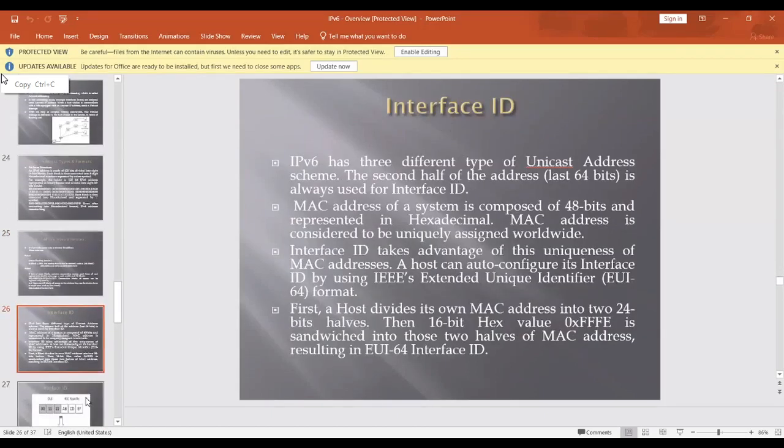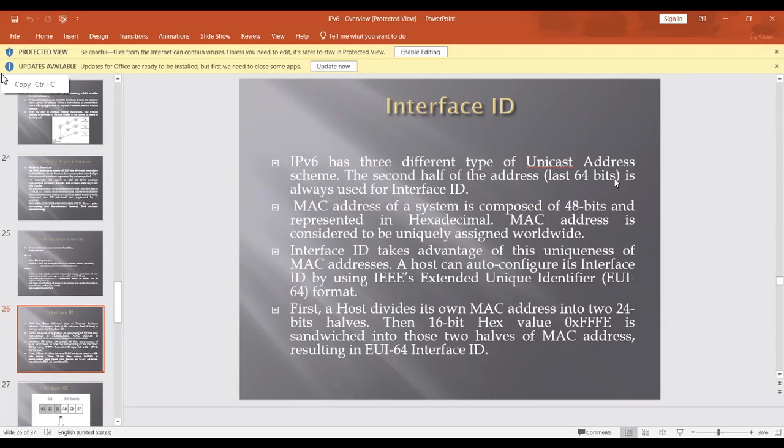And also we do another thing in unicast address schemes, that is, the second half of the address is always 64 bits, because you know that this address is made up of 128 bits. The first 64 bits block is utilized for recognition of a network and subnet, and the remaining 64 bits are utilized for the interface ID. That means the host part recognition.